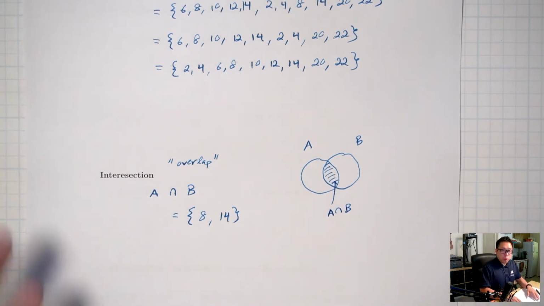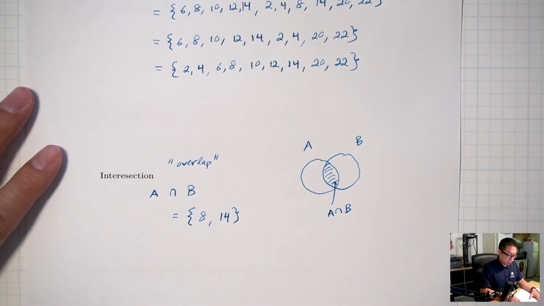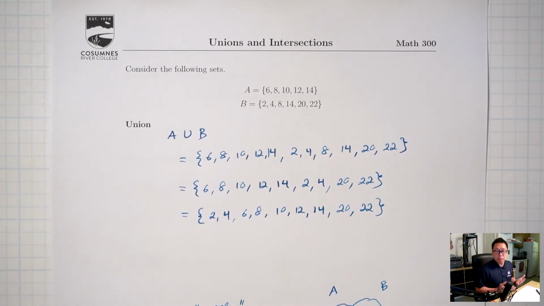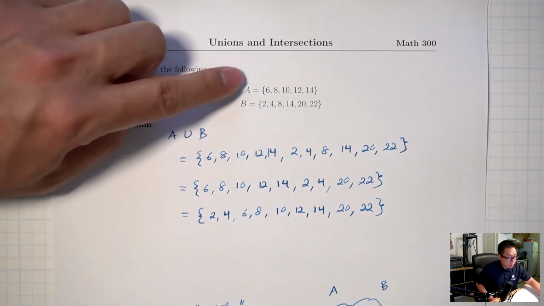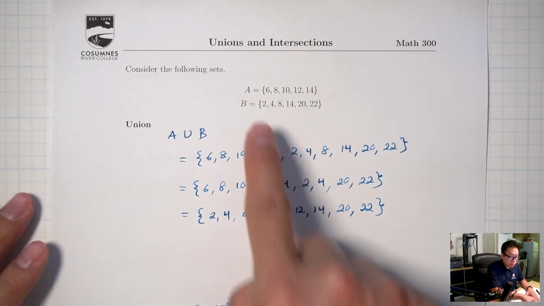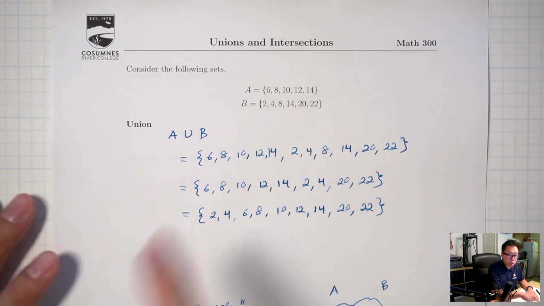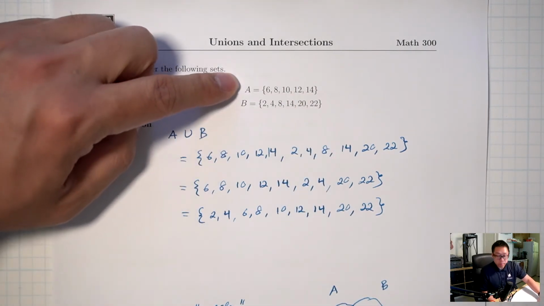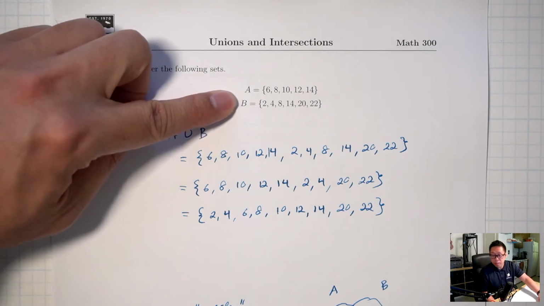So where might you see this in the real world? Here we have sets of numbers, but now let's pretend that you and your significant other are getting married. Say the first set is your friends and family, your guest list. Instead of numbers here, pretend these are the names of your friends and family. So A is your guest list, and B is your partner's guest list.